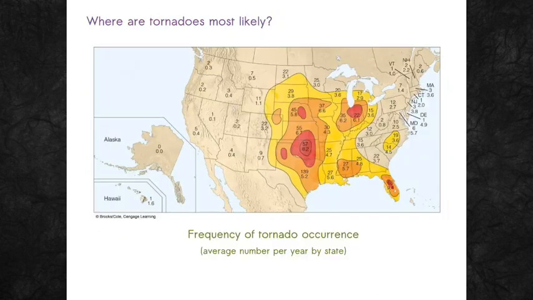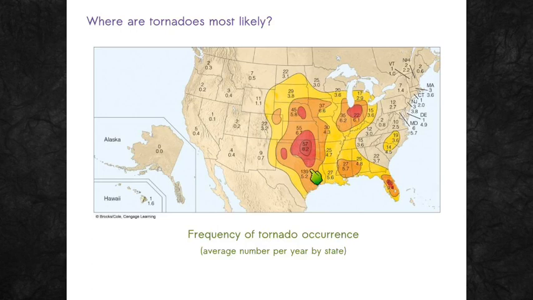So speaking of that, where are the tornadoes most likely? This is showing frequency of tornado occurrence, the average number of tornadoes per year by state. The top number for each state is the total number of tornadoes. I believe the bottom number is the number of tornadoes per unit area of the state, so it's been normalized by the size of the state. I should double check that. It's either per unit population or per unit area, but I'm pretty sure it's per unit area.